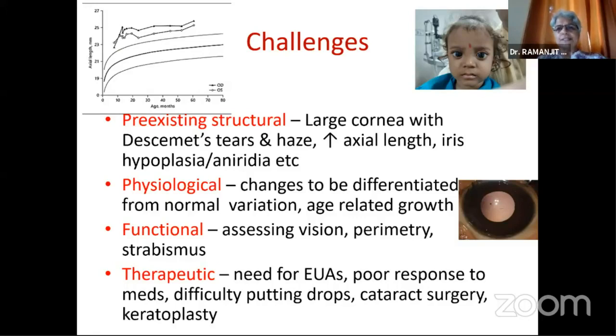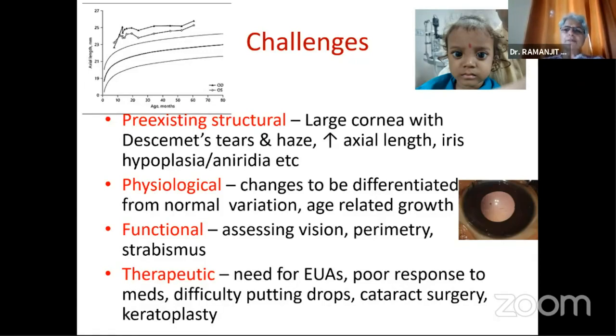What are the challenges? By the time the children come to us, they already have pre-existing structural damage. I think the large cornea is something that everybody sees immediately, but associated with that, you have Descemet striae, and then you have some haze. And just the haze is enough to cause a difficulty in visual acuity later. Increased axial length, and associated developmental anomalies like iris hypoplasia, aniridia, fundal problems, are all pre-existing and we have to work around them.